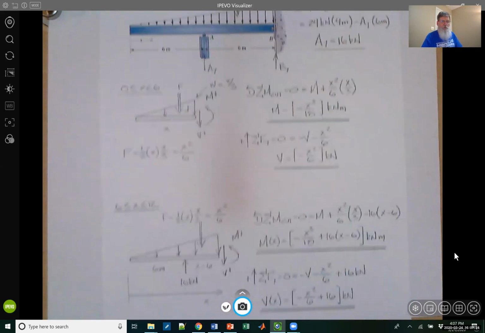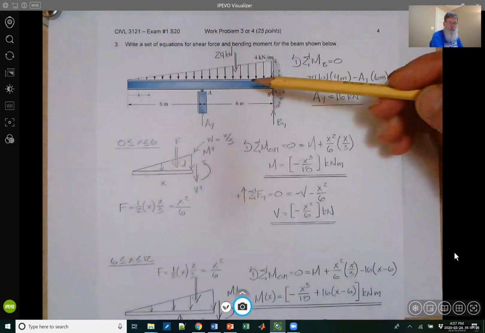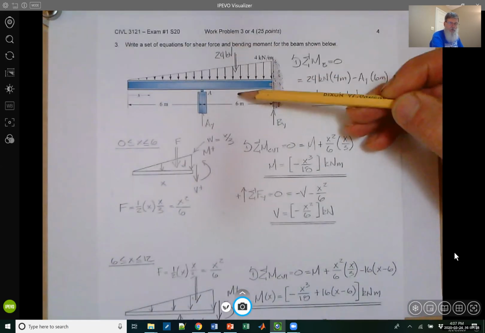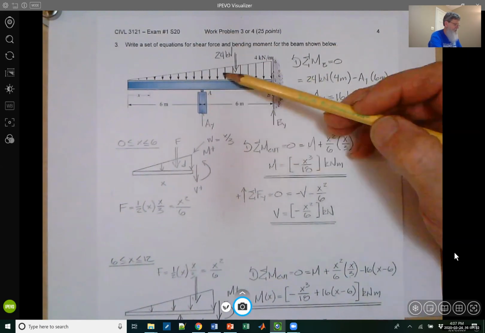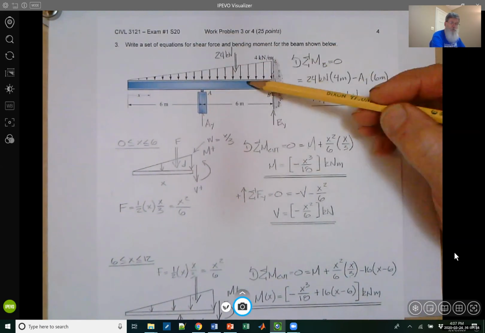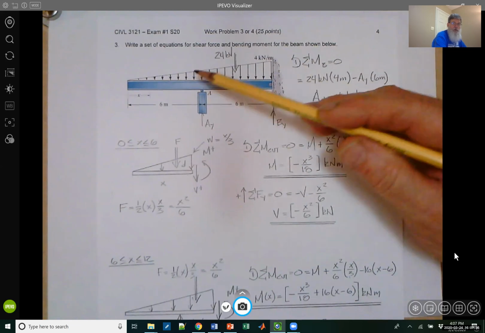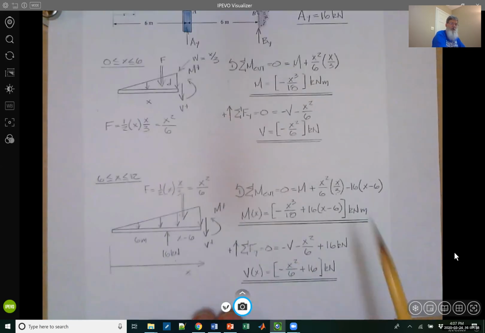So the second part of the problem would be to cut the structure here, left or right. Again, if you look at the left side, it's a triangle. The right side would be a trapezoid. Those are a little more troubling. So I'm going to stay on the right-hand side. I'm sorry, the left-hand side.